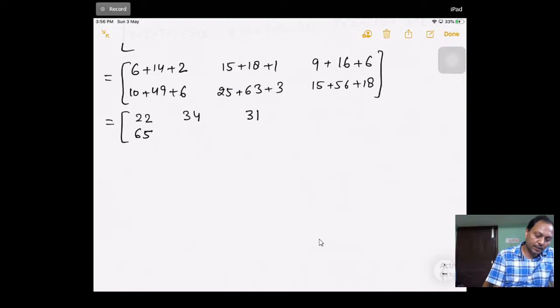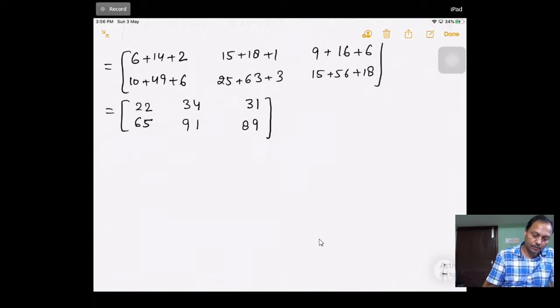25 plus 63, 88 plus 3, that is 91. Here 15 plus 56, that is 71. 71 plus 18, that is 89. So this is our A into B.